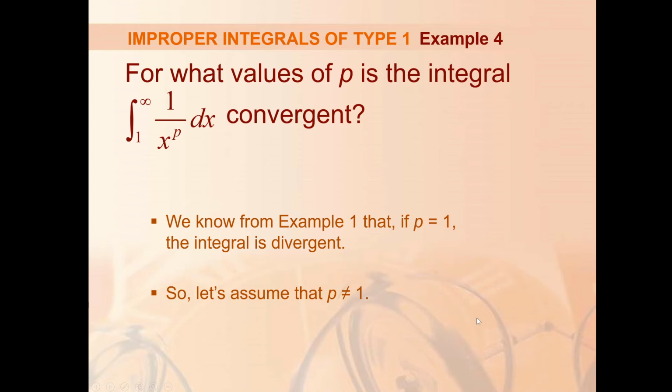So for what values of p is the integral from 1 to infinity of 1 over x to the power of p, dx, divergent? According to the previous example, if p equals 1 or is less than 1, the integral would be considered divergent. But anytime p is greater than 1, the integral would be considered convergent. So we'll take a look at that.